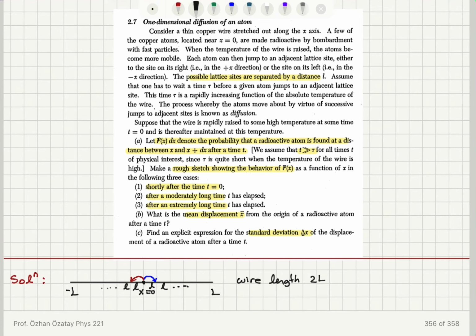So we have adjacent sites at a distance L, and we have a completely random motion of the atoms, so the probability of an atom moving to the right is p, probability of right jump, and q is probability of a jump to the left, and p and q are equal to 1/2. We have equal probability of moving to the right or to the left, as there is no preference.